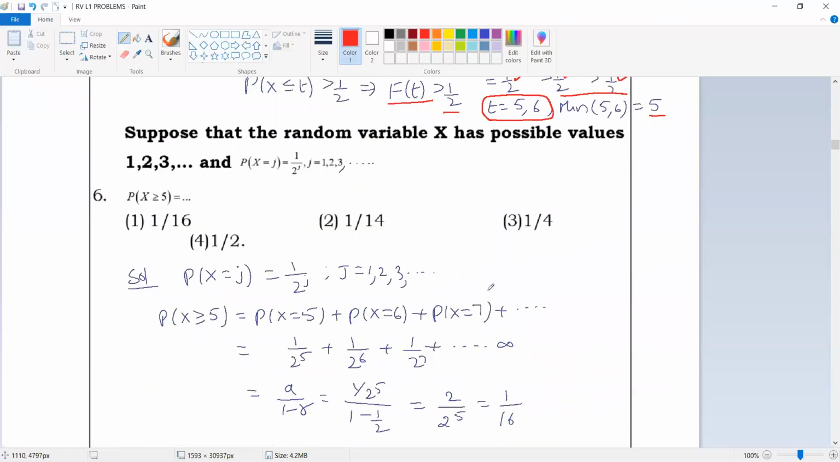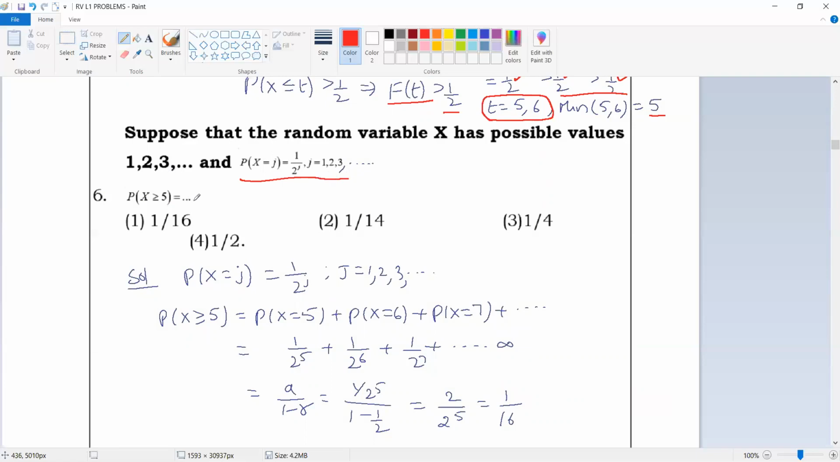So problems 1 to 5 are in table format. Table format is given, and we calculate the required probabilities. Now, problem 6 onwards, function format is given. Probability of x equal to j is 1 by 2 power j, j is equal to 1, 2, 3 and so on. X has possible values 1, 2, 3 here. So positive integral values, which are called natural numbers here.